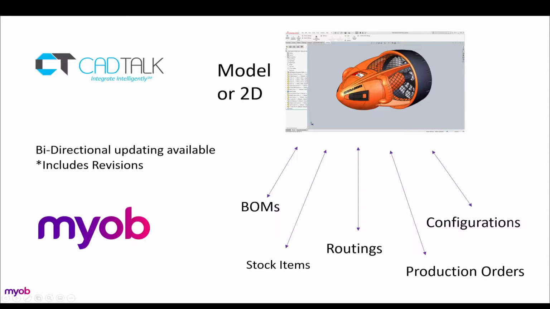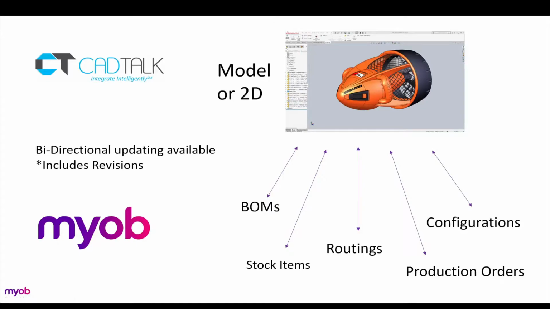CADTalk ERP, powered by artificial intelligence, works with over 30 different CAD, PDM, and PLM applications to transform the engineering bill of material into manufacturing bills of material, routings, and stock items inside MYOB Advanced. With the push of a button, CADTalk ERP keeps engineering and manufacturing on the same page with an 80% improvement in the engineering to manufacturing handoff. CADTalk ERP eliminates duplicate data entry, increases data integrity and BOM accuracy, and shortens lead time to the customer.